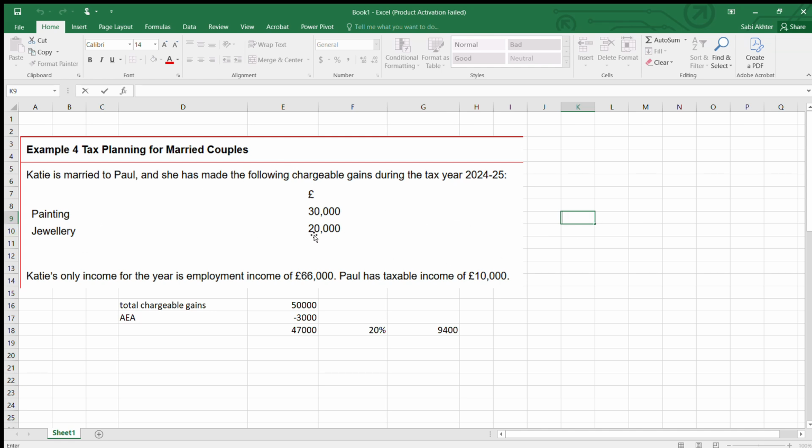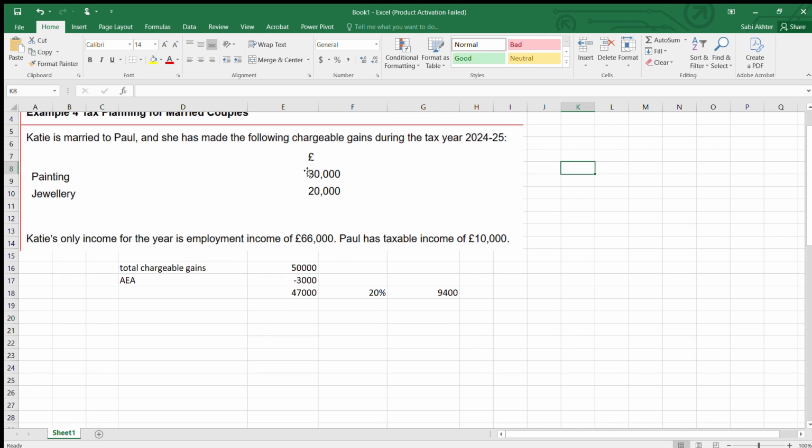See, the jewelry is 20,000, but painting is 30. If you deduct 20 from 66, it is 46. Still, Katie would be higher rate if she transfers jewelry. But if she transfers painting to Paul, painting is 30,000. So from 66 employment income, if you deduct 30, then it's 36,000. So then she becomes a basic rate taxpayer. Then Katie would become a basic rate taxpayer from high rate taxpayer if she transfers painting to Paul, which is worth 30,000. So now transfer painting to Paul.